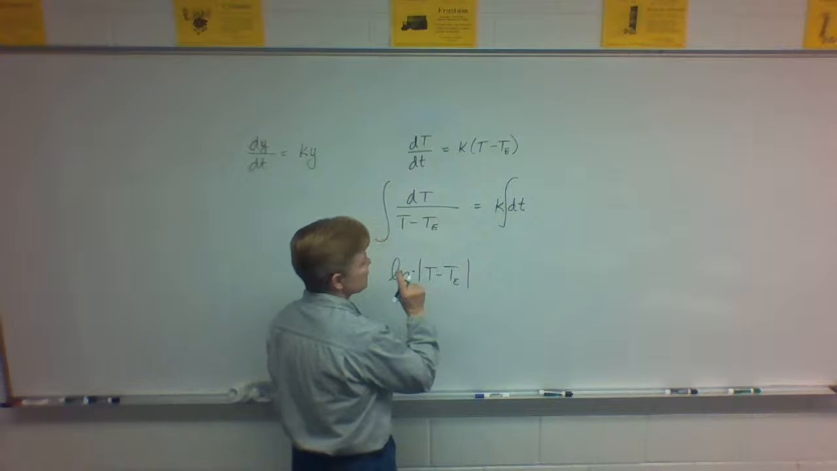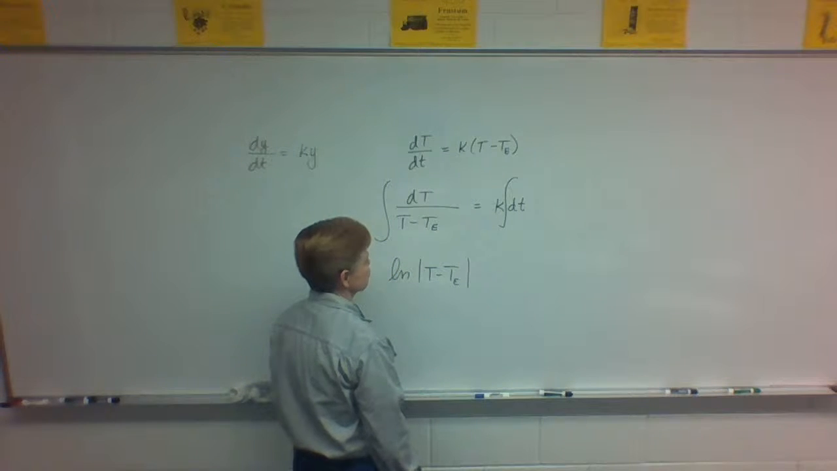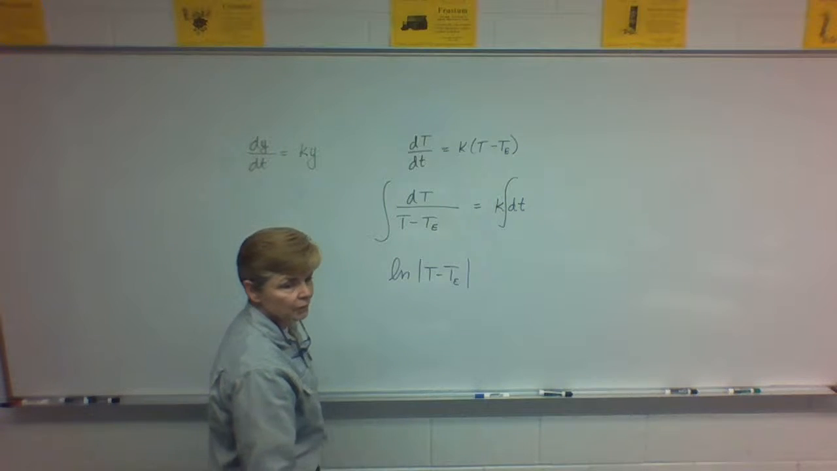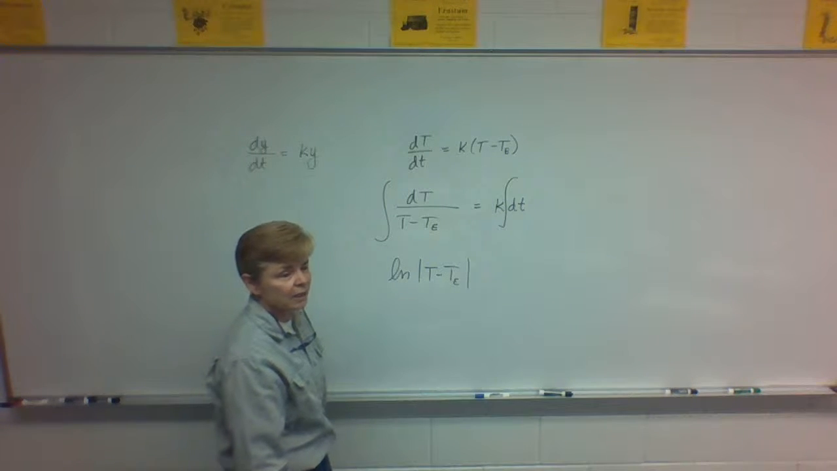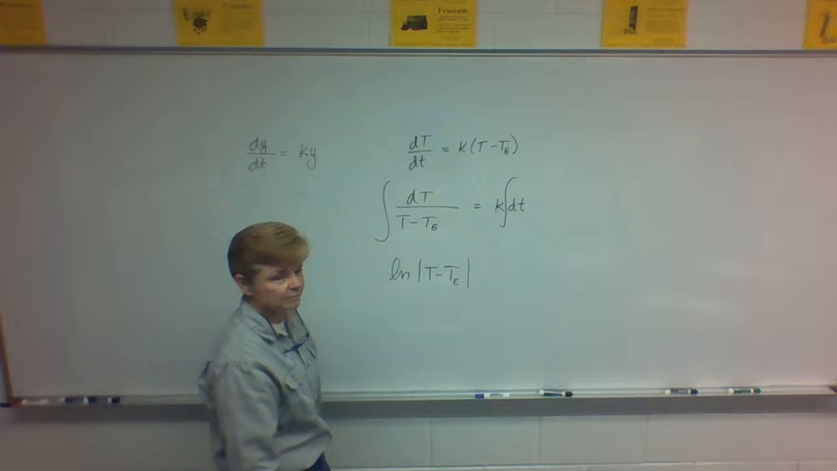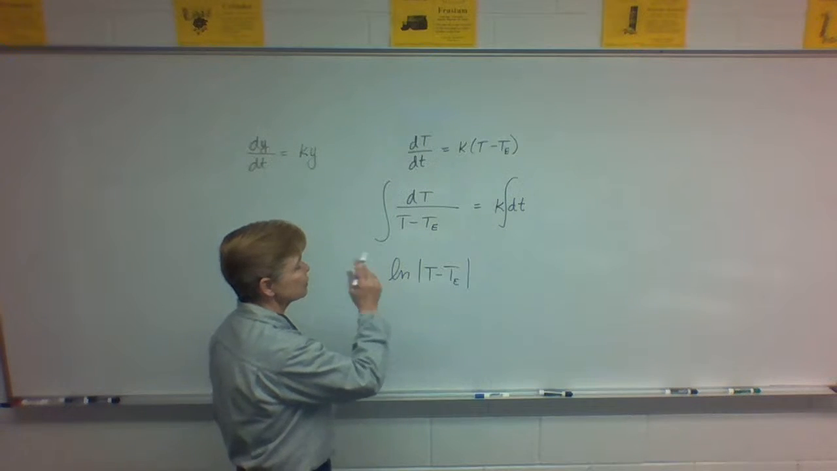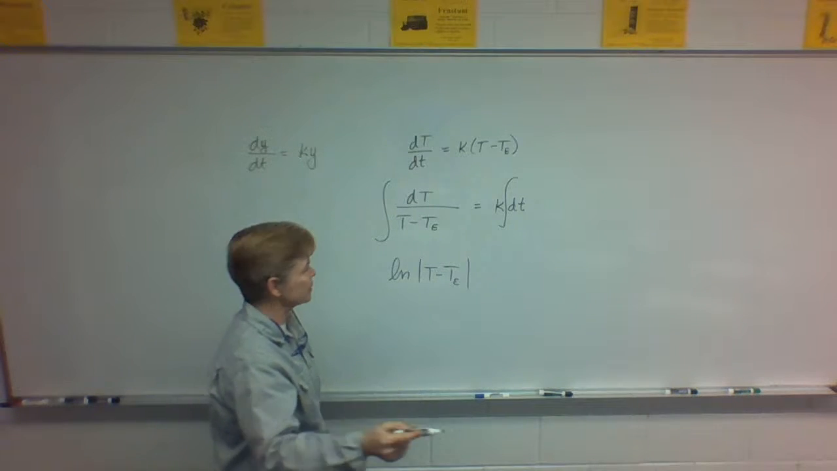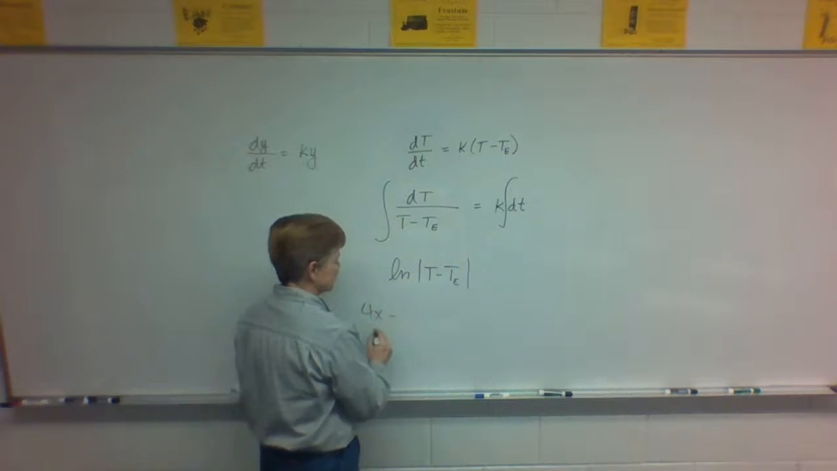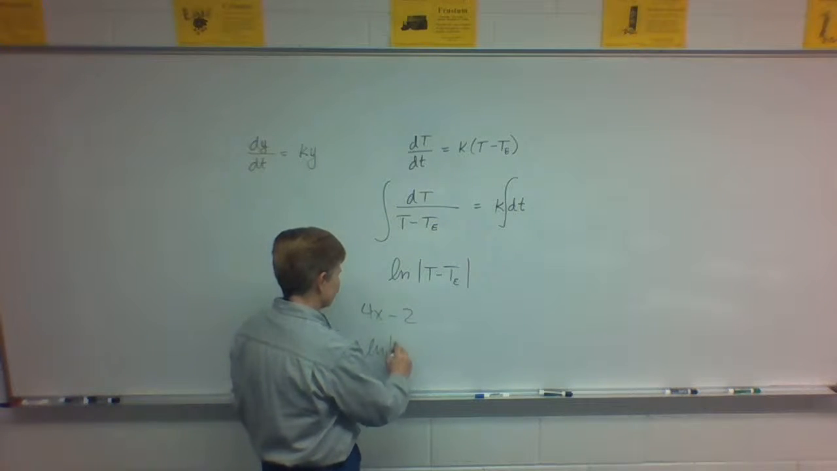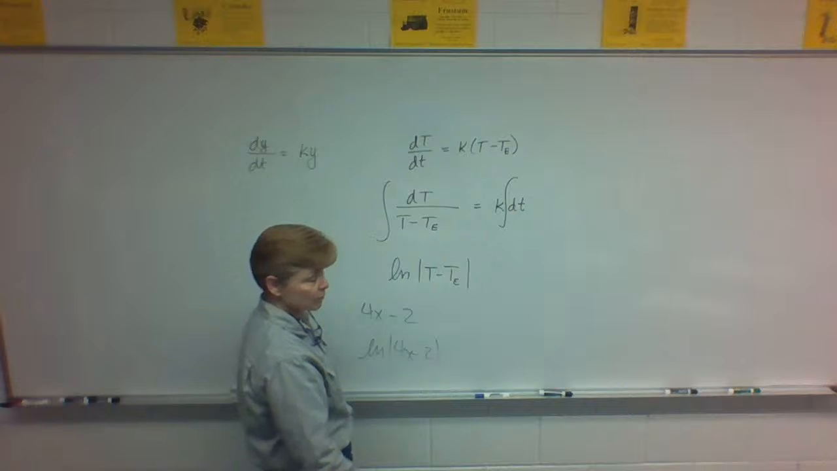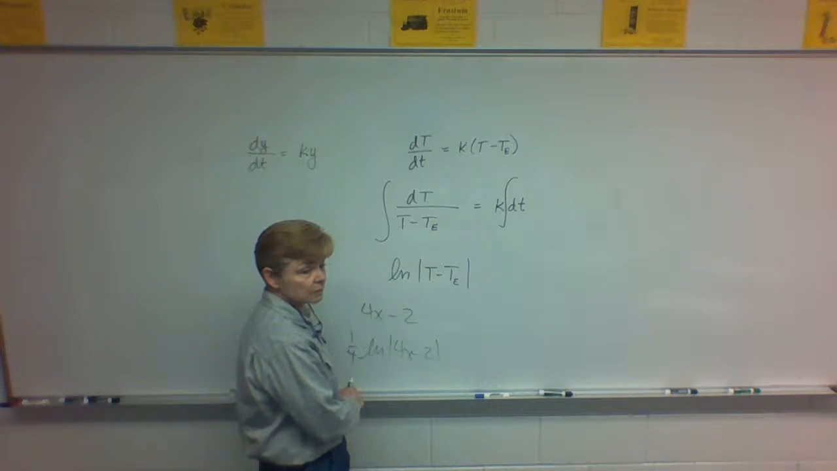Why? One over something. Chain rule though? You don't need a chain rule because it's linear. Derive that now. If it's linear, you can just log it. Yes, if this were 4x minus 2, then it would be the natural log of 4x minus 2, times 1/4. You're anti-deriving.